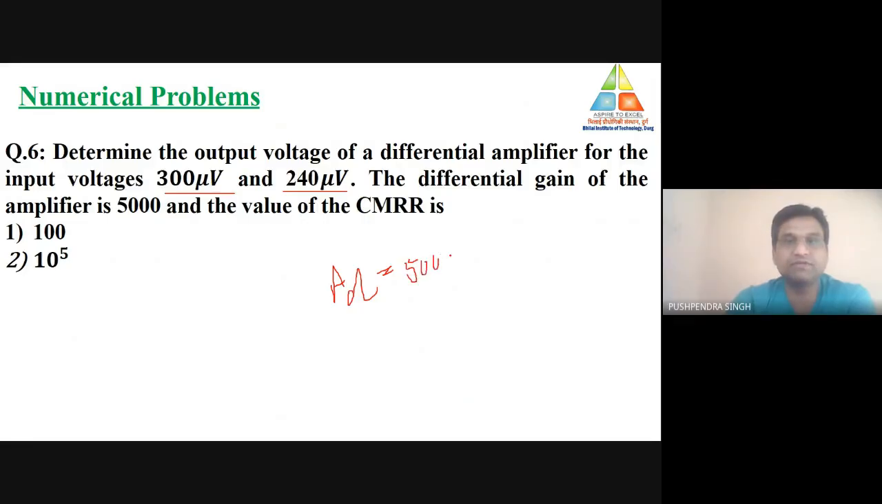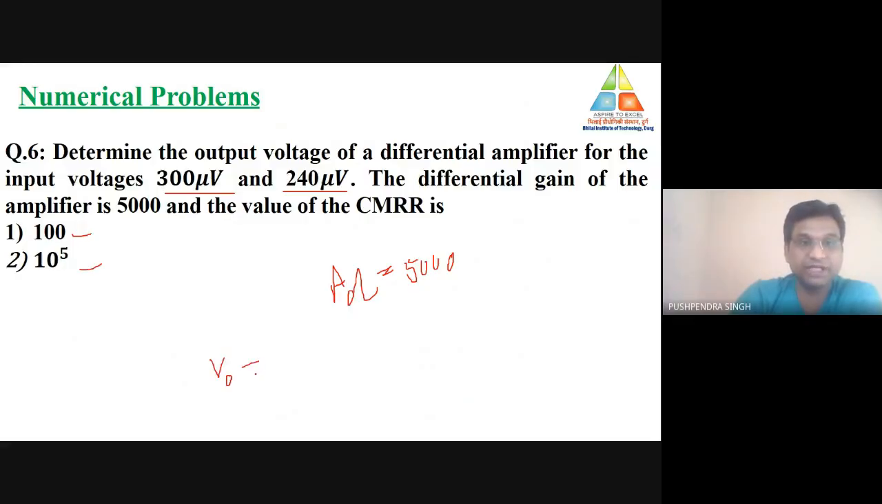This is the value of AD, 5000. And the value of CMRR is 100 and 10 to the power 5. All these values are in normal condition, so there is no need to convert. Just simply substitute the values. What is the value of output?